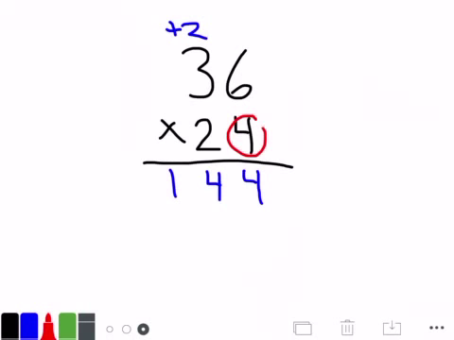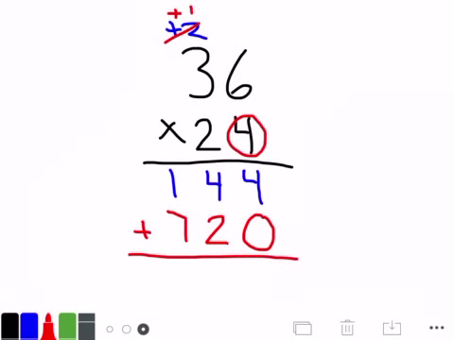And I'm done with the ones place, so I circle that as a reminder to put my placeholder 0 down below. 2 times 6 is 12, and I carry my 1, so I'm done with this part. I need to carry another 1 up here. 2 times 3 is 6, plus that 1 is 7. 4, 6, 864. 36 times 24 is 864.